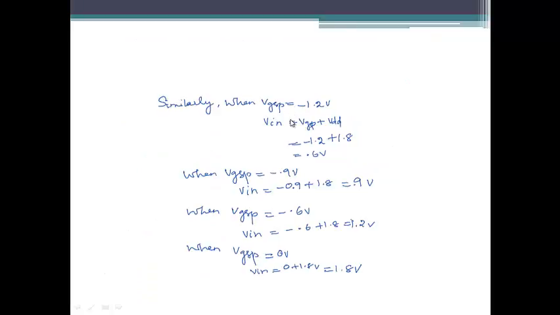Similarly, when VGSP is equal to minus 1.2 volts, the next curve in the family, Vin will be VGSP plus VDD. So minus 1.2 plus 1.8 is equal to 0.6 volts. Am I right? Yeah, 0.6 volts. Similarly, when VGSP is equal to minus 0.9, we'll get Vin equal to plus 0.9 volts. Similarly, VGSP equal to minus 0.6, Vin will be equal to 1.2 volts. When VGSP is equal to 0 volts, I'll have 0 plus VDD, which is equal to 1.8 volts.